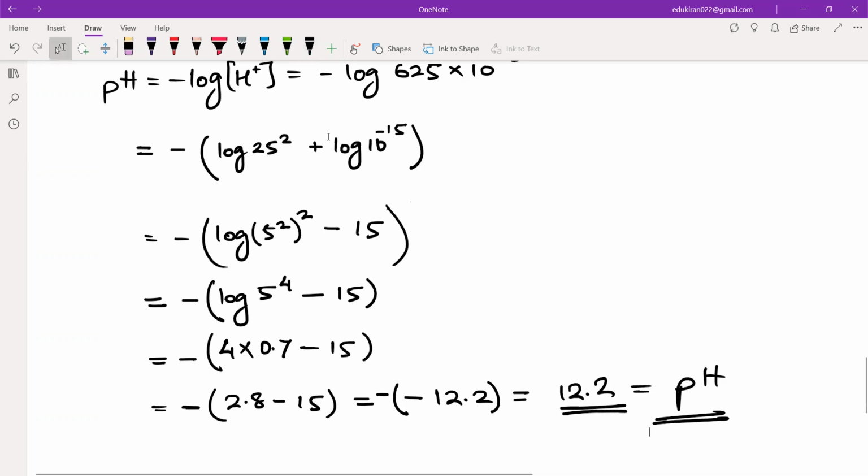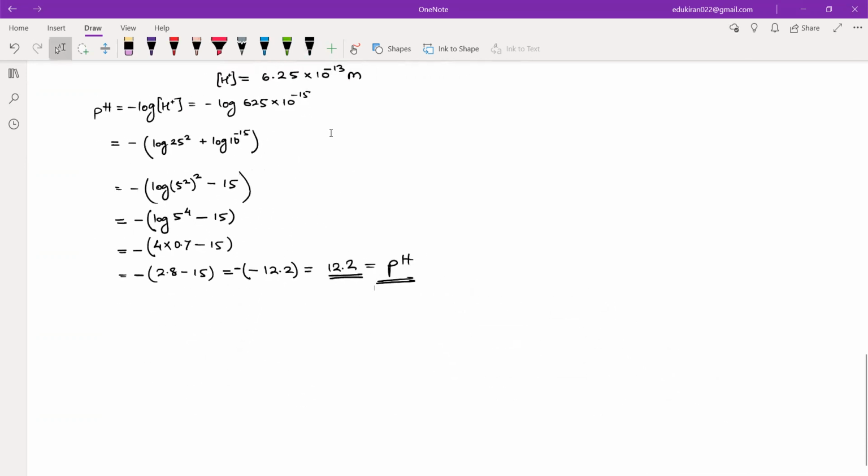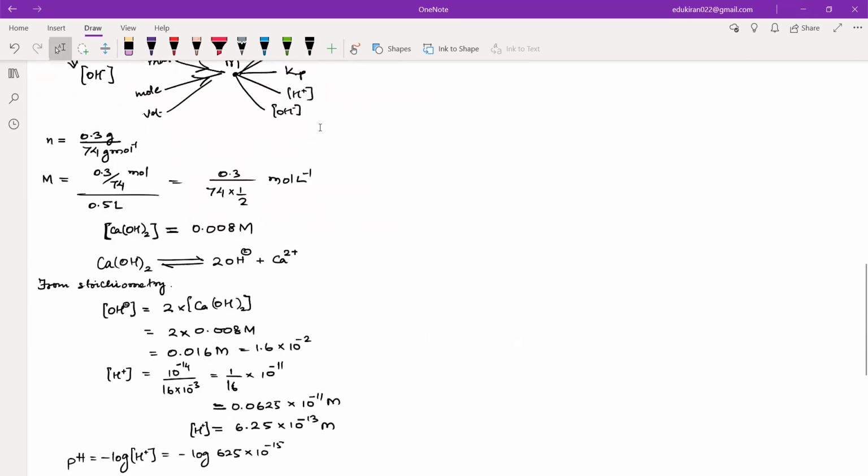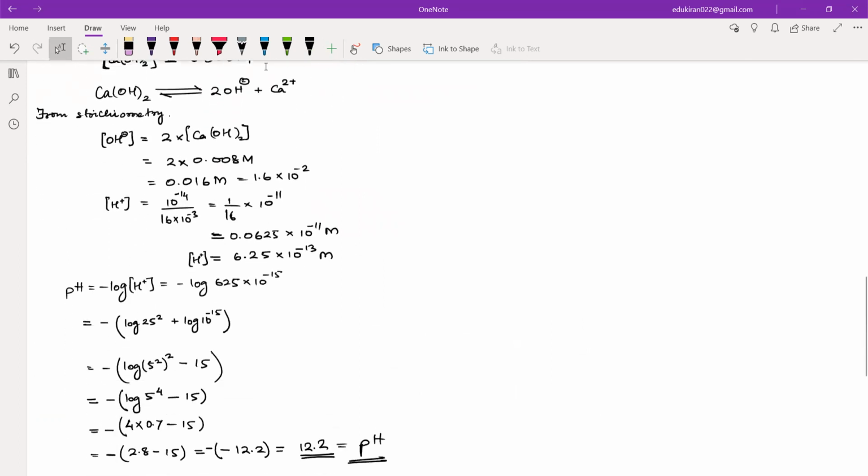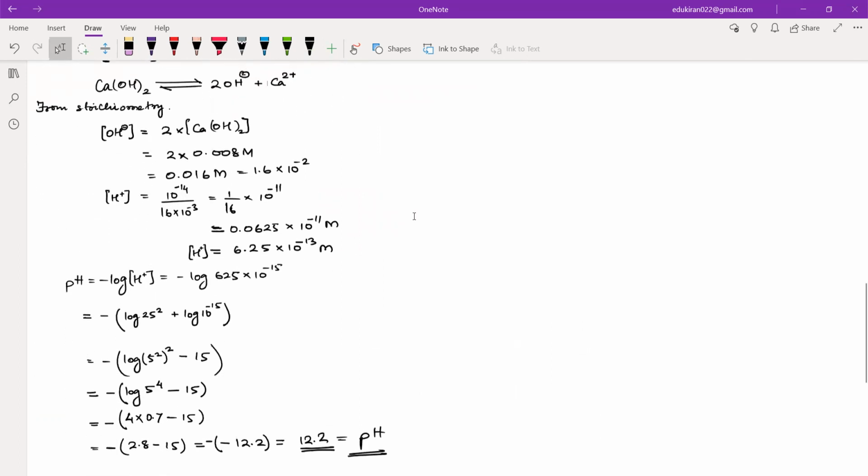Okay. So see, patience is the only thing. Questions are long in equilibrium, but one thing is for sure, they won't have very lengthy calculations. So you'll not be calculating three digit numbers here in ionic equilibrium as you are doing in chemical equilibrium, where you have to solve the quadratic equation and all. You won't have to do those things here.